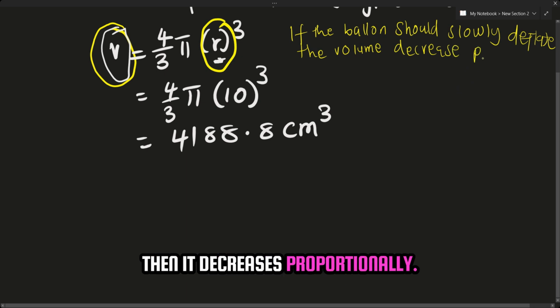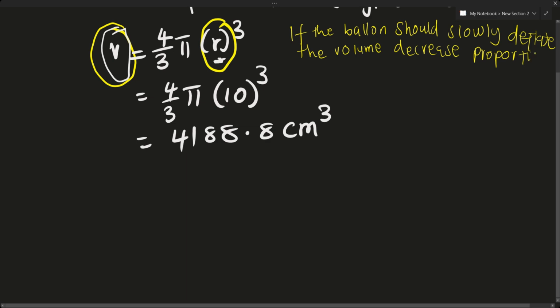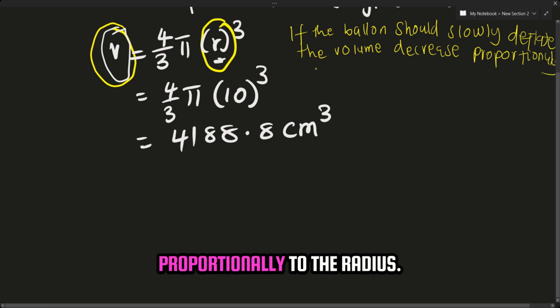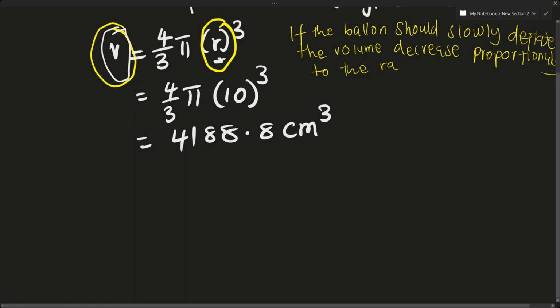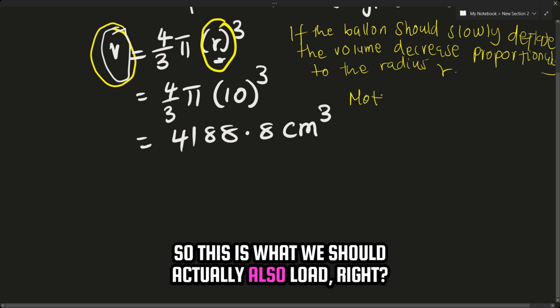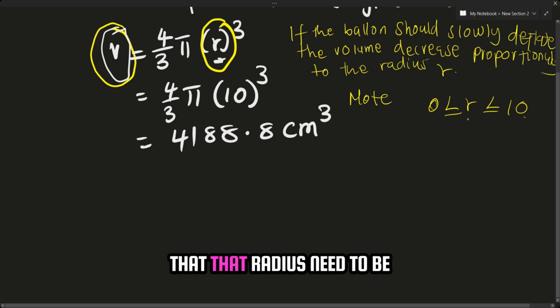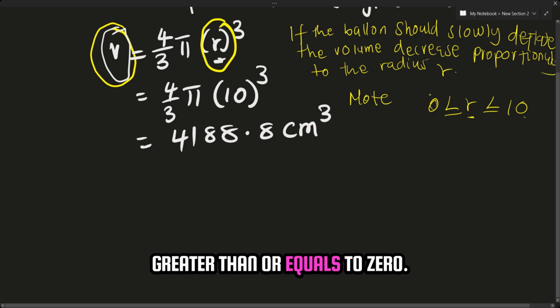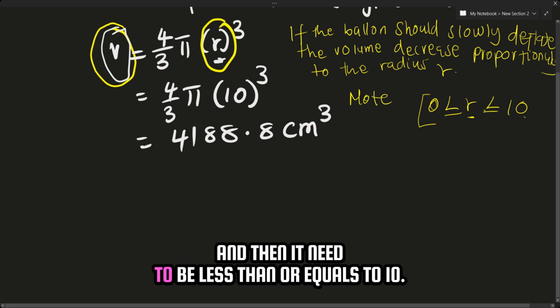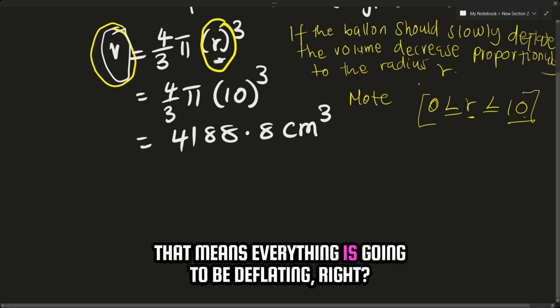And then it decreases proportionally to the radius. Proportional to the radius r, right? So this is what we should actually also note. That radius needs to be greater than or equal to 0, and then it needs to be less than or equal to 10. That means everything is going to be deflating, right?